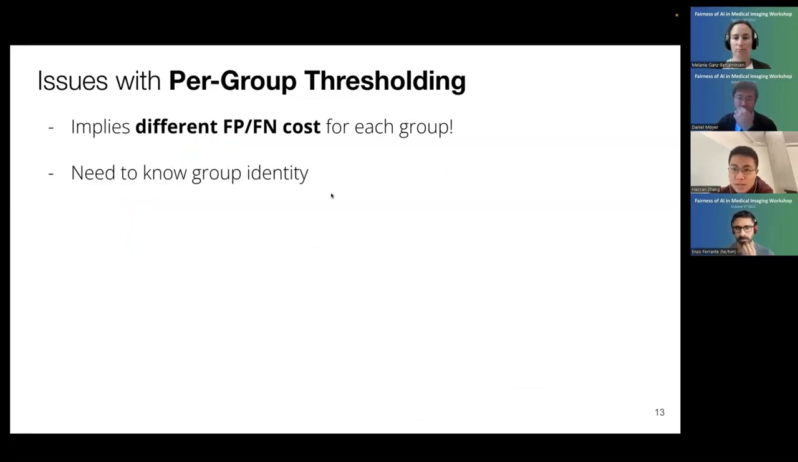Second, you need to know the group identity. And for something like race or ethnicity, this is especially iffy because people can identify with different ethnicities. And in MIMIC especially, people can have different ethnicities between different admissions, and this is something that we do observe. Also, people may not be willing or able to give their ethnicity during admission. And so this is really, really problematic.